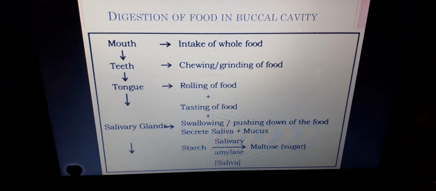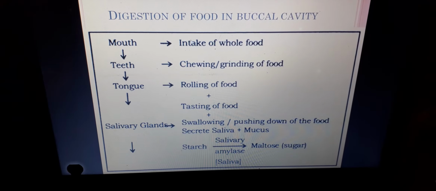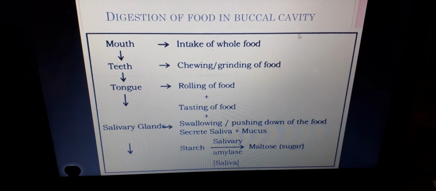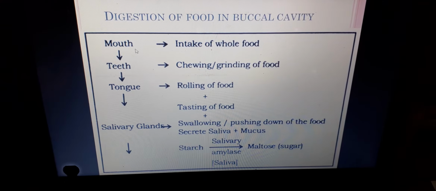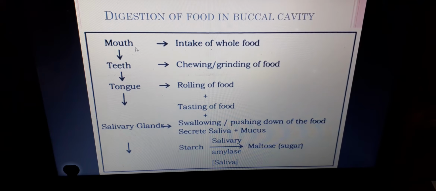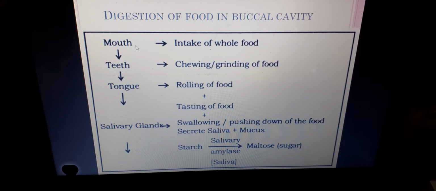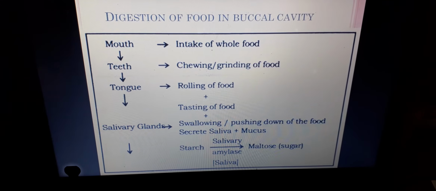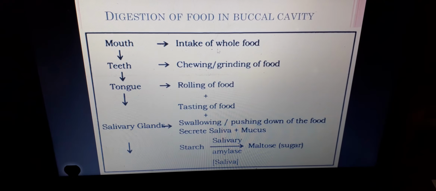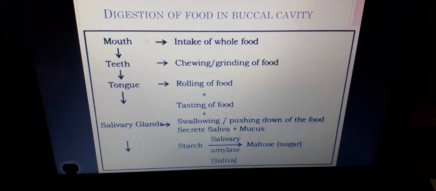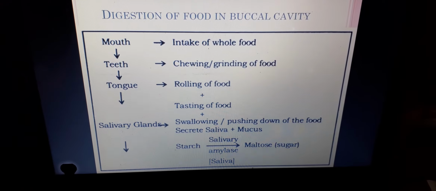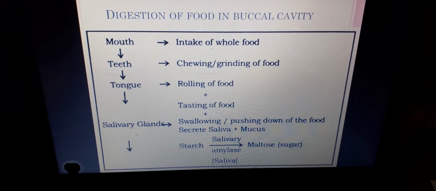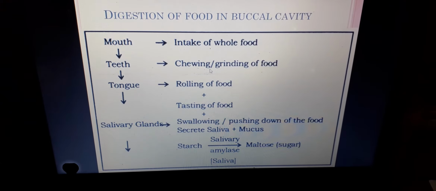Now this is the flow chart of digestion of food in the buccal cavity. In the previous video I explained the different parts of the buccal cavity. When you keep food in, that is the ingestion process, the first step of nutrition. In this step the intake of whole food occurs inside the mouth, and then different parts like teeth, tongue and salivary glands show their functions. Their functions are mentioned here.